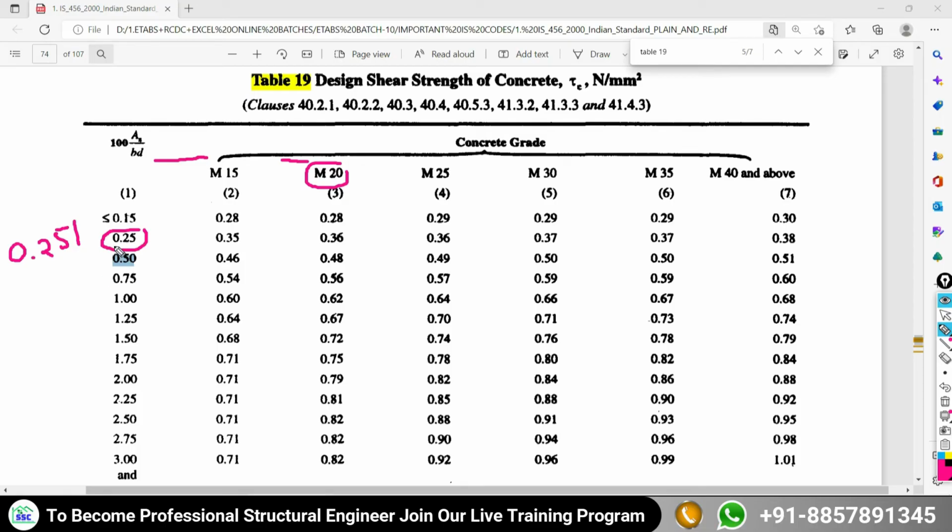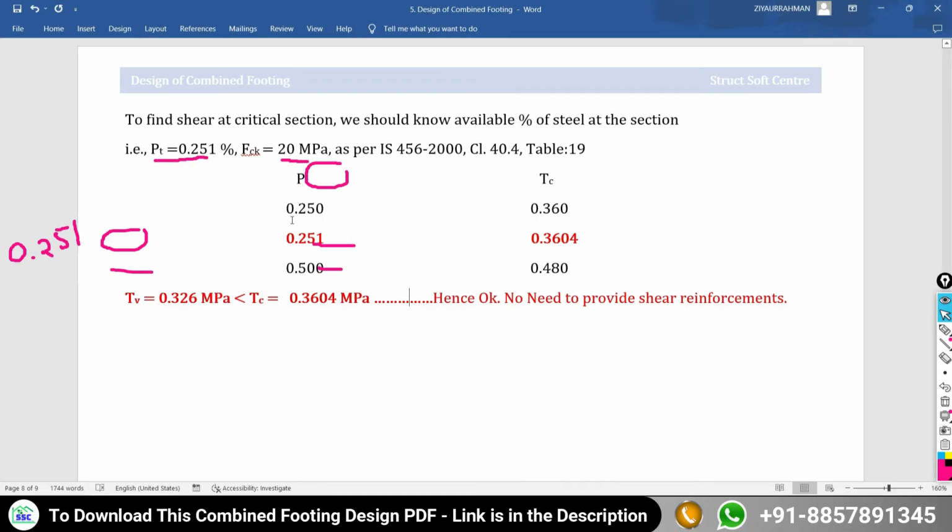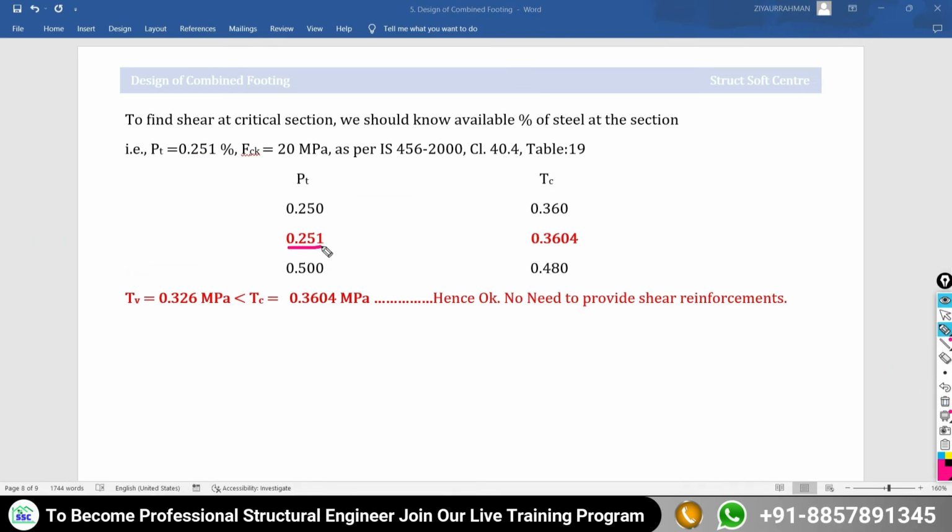So I need to know how much the critical shear is. For 0.25 it is 0.36 for M20 grade. For 0.5 it is 0.48. Now our value is 0.251%, so we have to find the critical shear for 0.251. Going back to the calculation, for 0.25 it is 0.36, for 0.5 it is 0.48, and I just want to do the calculation for 0.251.